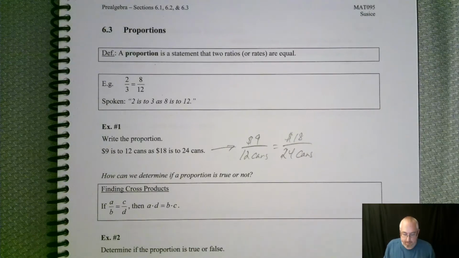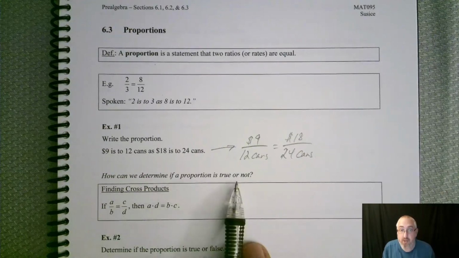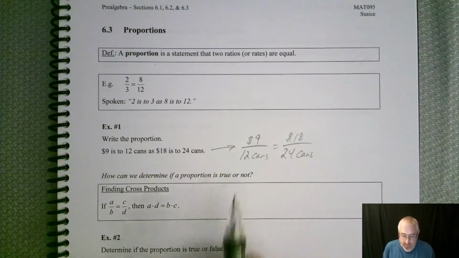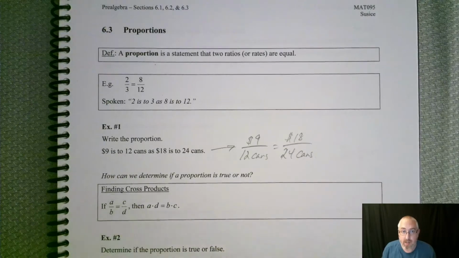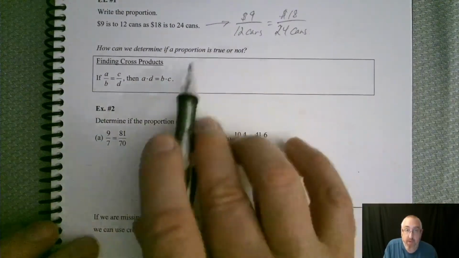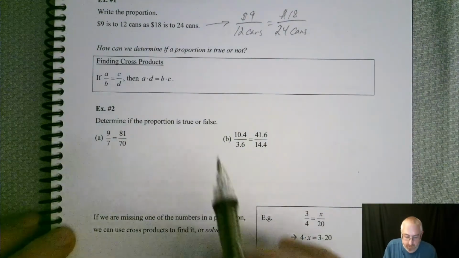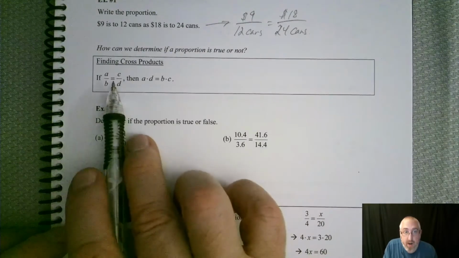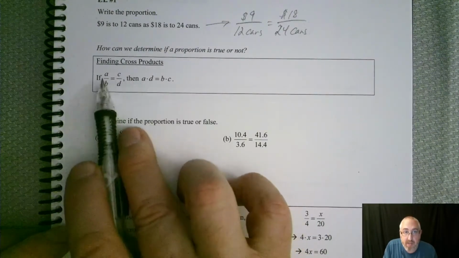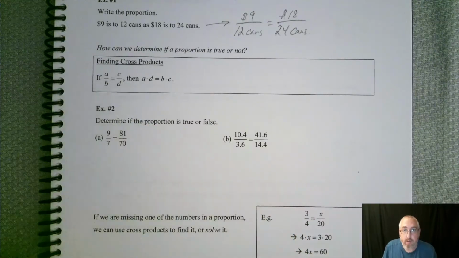So that's it. Now the next question though says, how can we determine if a proportion is true or not? That is something we know already, and that's by using cross products. So cross products are always going to be our fallback to showing that two fractions, that's essentially what we have, are equal to each other. So if we have one fraction equal to another, then we can look at our cross product. So A times D should be equal to B times C. So again, multiply diagonally.